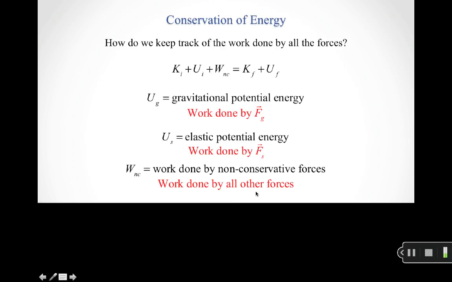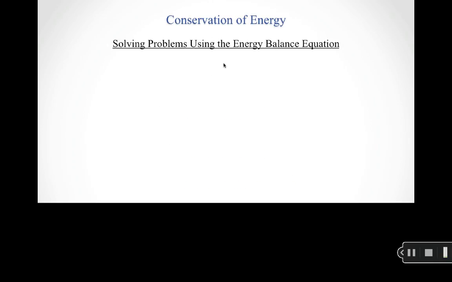And then our work done by non-conservative forces term is going to let us keep track of the work done by everything else. So again, where we're at right now, we simply have two conservative forces, and we can keep track of the work done by those conservative forces as potential energies. Everything else is non-conservative, and all the rest of those forces will either add or subtract energy from the system.